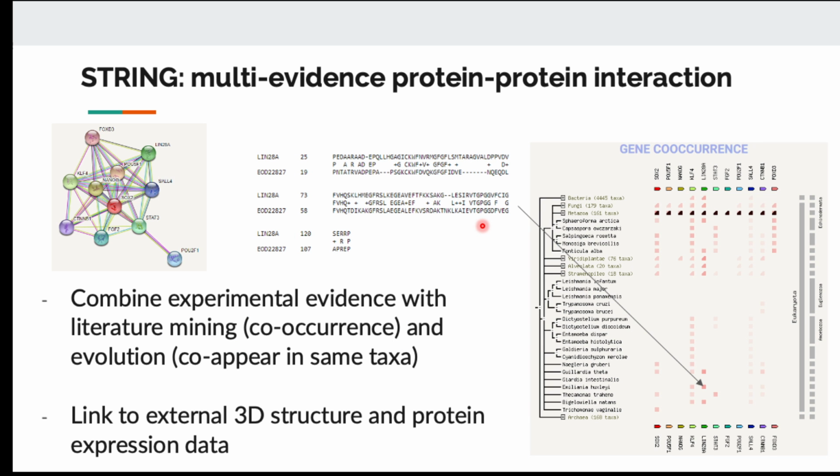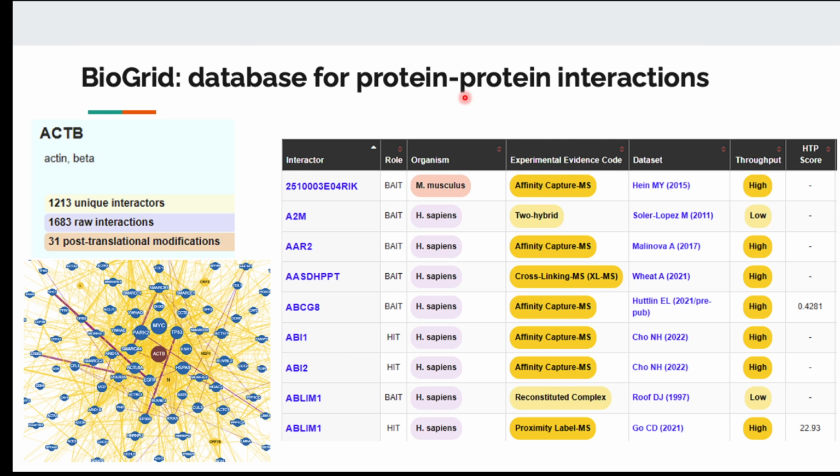The second option, the second tool that is actually in the assignment, is called STRING. So STRING is a visualization for protein-protein interaction. But in contrast to BioGrid, BioGrid will give you data that are confirmed by experiment, with very rigorous confirmation for the interaction. But because there are many possibilities of protein, not all the interactions can be confirmed by experiment.